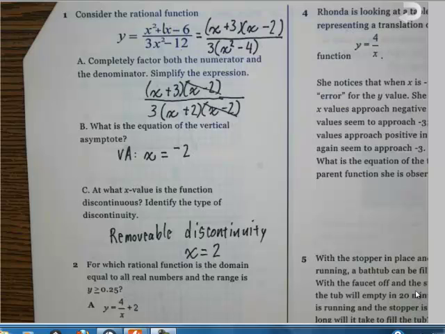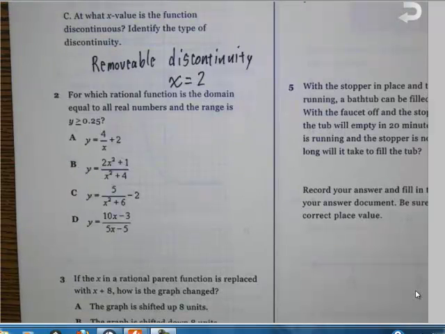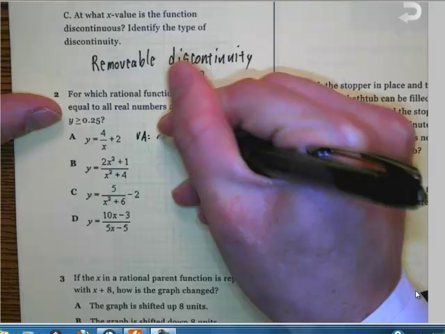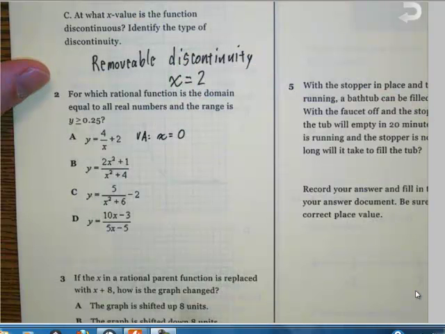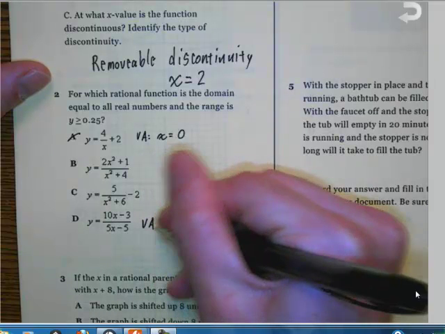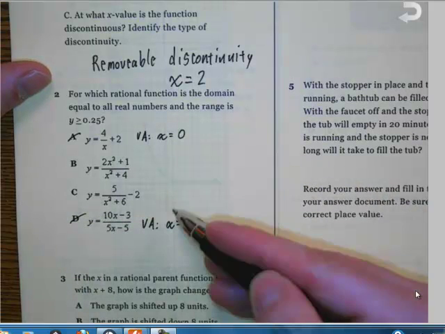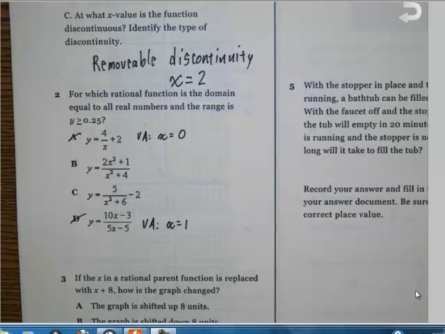Okay, so that was it for the first one. Number 2, for which rational function is the domain equal to all real numbers and the range greater than 0.25? Now, you could have graphed these, and that would have been intelligent. But the other thing you need to recognize is what you can eliminate. For choice A, you have a vertical asymptote where x is equal to 0. So that eliminates A. In like manner, for choice D, you have a vertical asymptote where x is equal to 1. So that eliminates D, because for these two, the domain is not all real numbers.